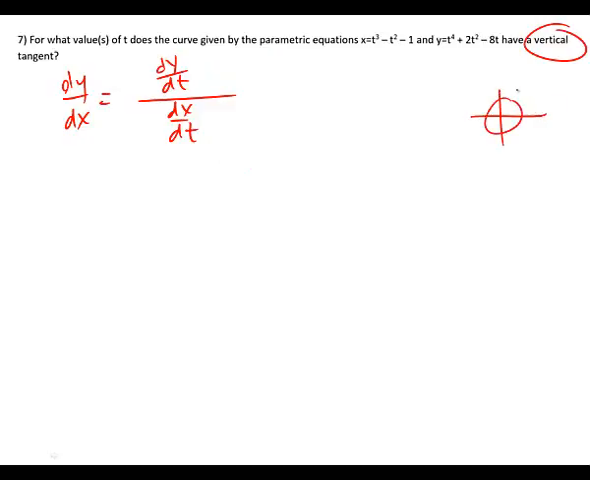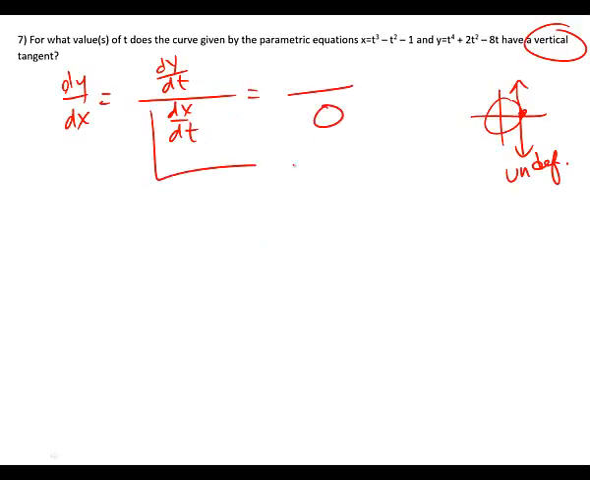Okay, so for number 7, what values of t does the curve given by the parametric equations have a vertical tangent? All right, so let's think about this. I know I get tangents from the derivative, and really our derivative is dy/dt over dx/dt. If I have a vertical tangent, that means my tangent to the curve looks like that. What's the slope of that? It's not 0. Undefined. How do I get an undefined slope? Put a 0 where?